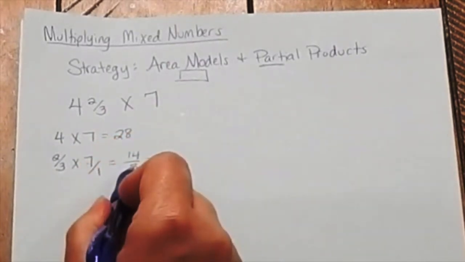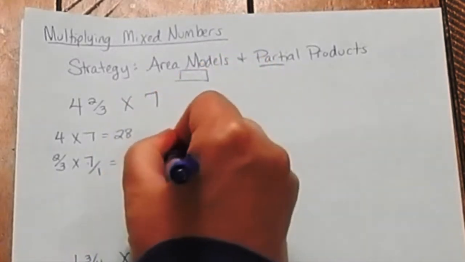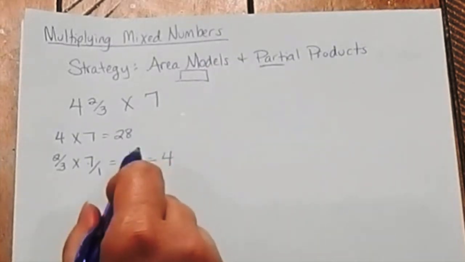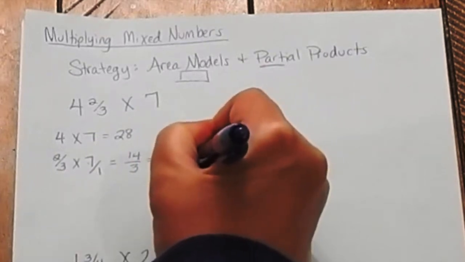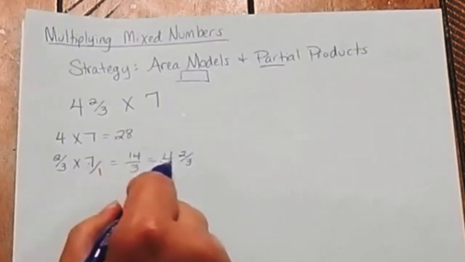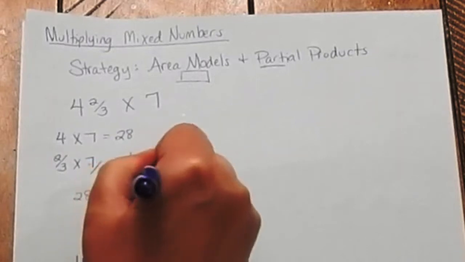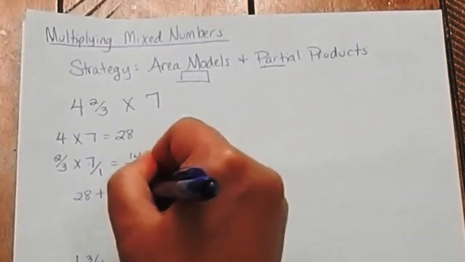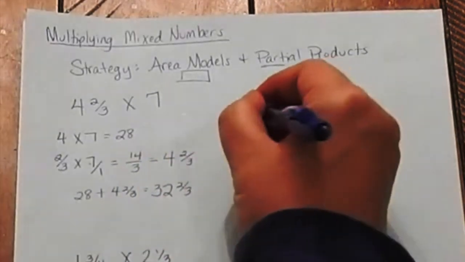14/3. I can change that back into a mixed number: 3 goes into 14 4 times with what left over? Well, 3 times 4 was 12. 14, take away 12 is 2. And I keep the same denominator. So with the partial products, now I'm just going to add them up together. 28 plus 4 2/3. And I should get 28 plus 4 is 32, and then the 2/3.